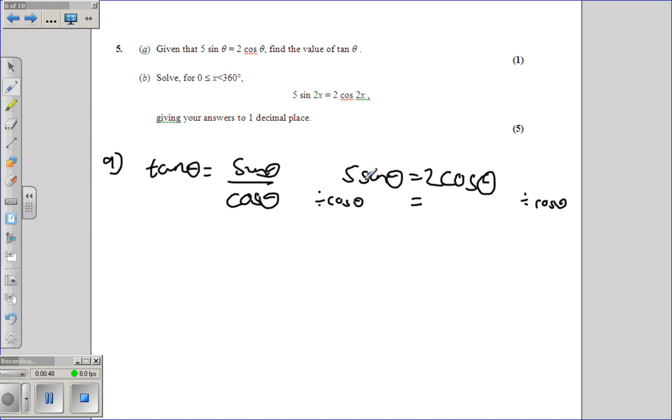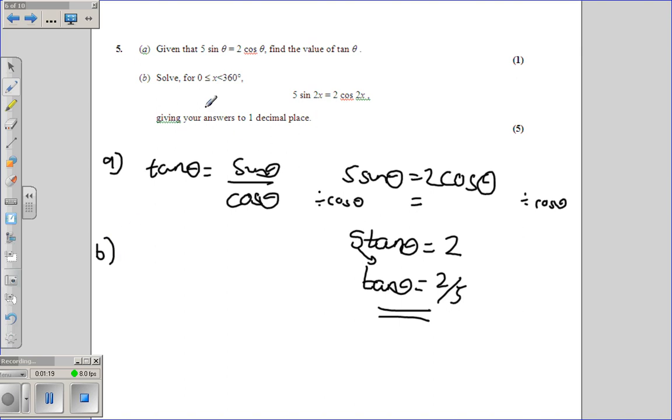Then we're going to have 5 sine divided by cos, which is going to give us 5 tan theta, which is looking good. And if you divide this side by cos, you're just going to get 1. So 2 times 1 is going to equal 2. We have to find the value of tan theta, so we need to divide by 5. Get rid of that 5, put it under here. I don't have to find the value of theta, it's just tan theta. So 1 mark, tan theta is 2/5.